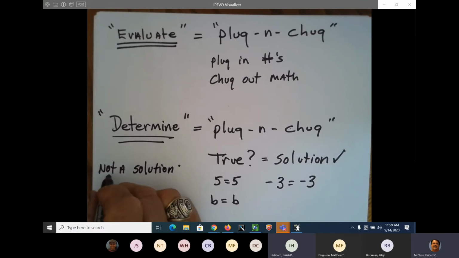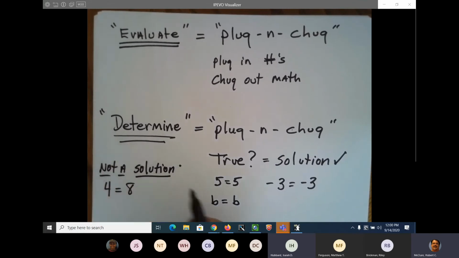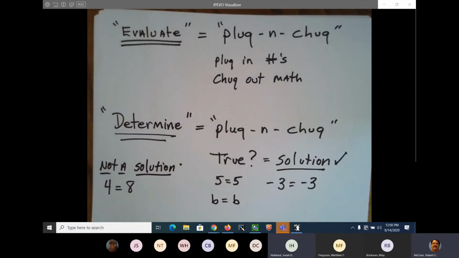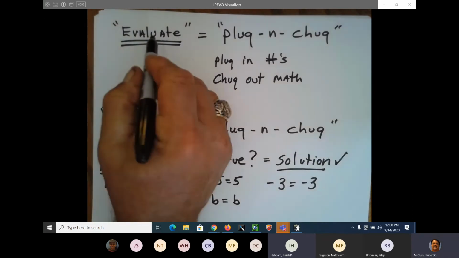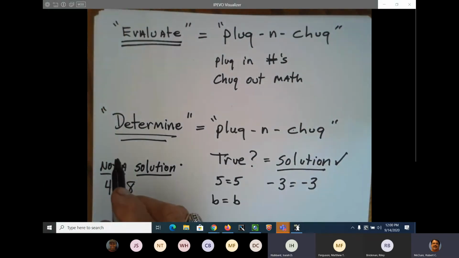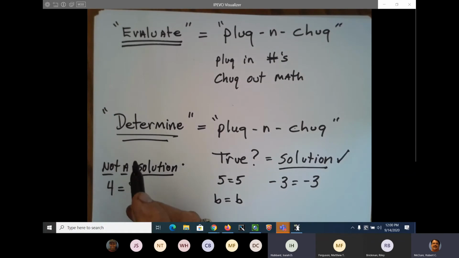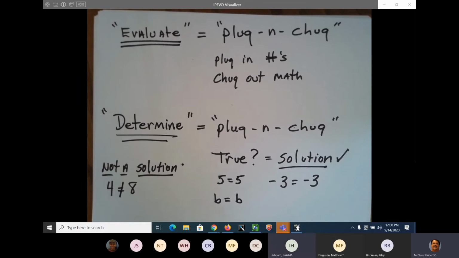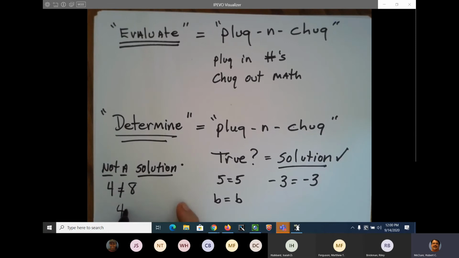You will see this on a standardized test. Okay? Evaluate means plug and chug and you get a number. In other words, you get a number like 5 and that's your answer. Determine, they give you the numbers, you plug and chug, and then either you're going to get a true statement or an untrue statement. 4 is not equal to 8. True, not true. Well, actually, this is true, but this is not true.